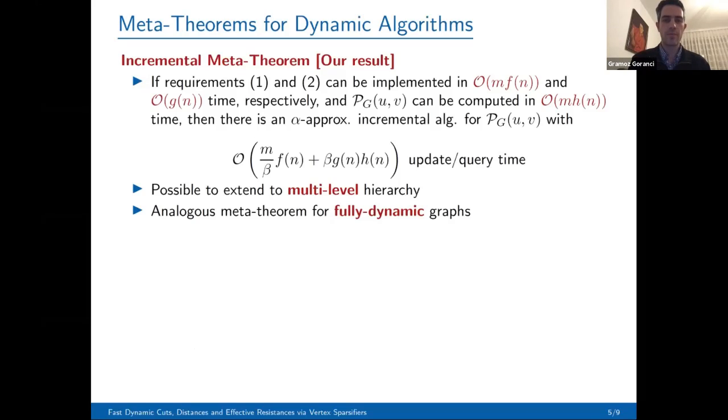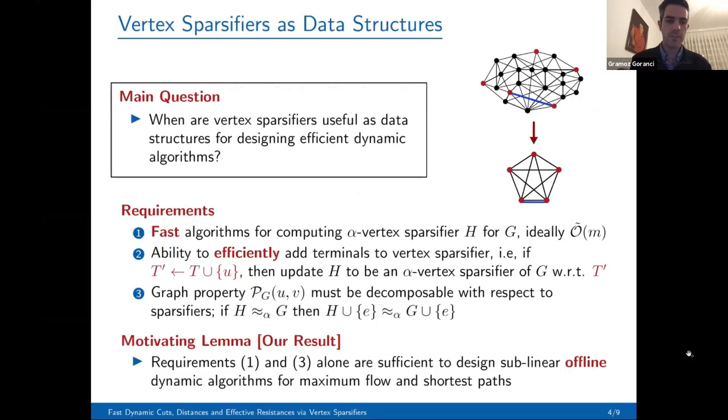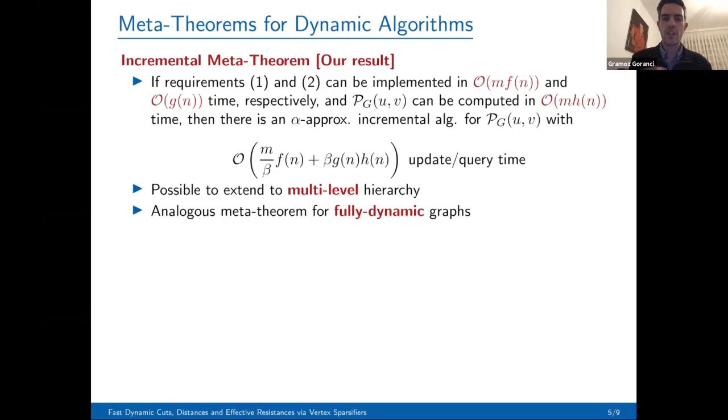need something more, right? And the simplest meta theorem in the paper is that if you satisfy requirements 1 and 2, so if you can implement them efficiently with overheads F(n) and G(n) in the running times, and if you look at this graph property P(G) and you can compute it in H(n) time, then actually you can come up with efficient incremental algorithms for approximating this graph property that you're looking at. And the update and query time that you get is essentially m over beta F(n) plus beta G(n) H(n). So this is the simplest result that you can get from our paper.